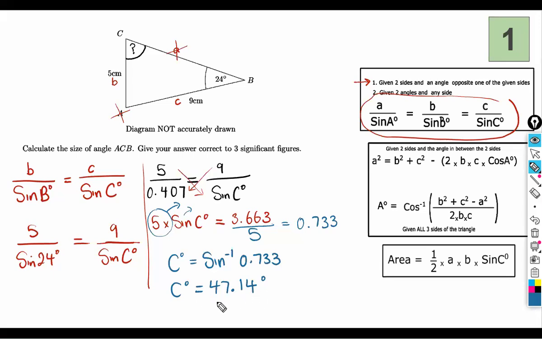But here, I'm not going to argue about it too much. 47 point anything, you're correct. Some people forgot the final step of throwing across the sine. Remember, we want to find angle C. We want C alone. Oh, the question said 3 significant figures. So if they want 3 significant figures, they only want the first 3 values. I forgot to read that. So it will be 47.1 degrees.